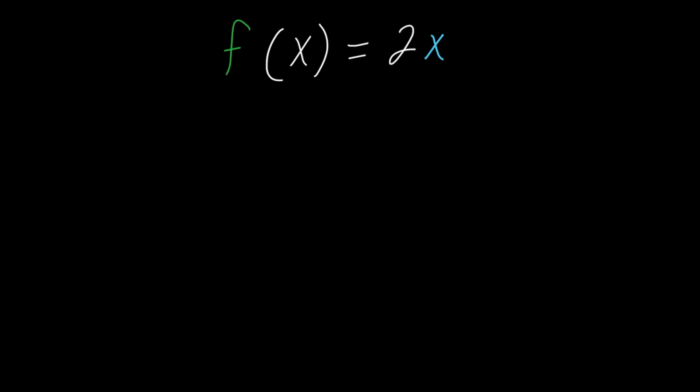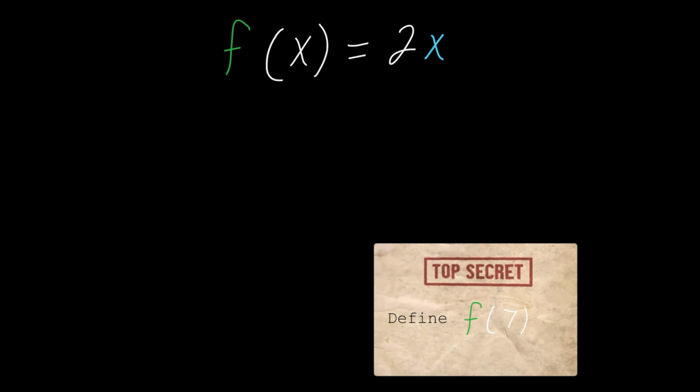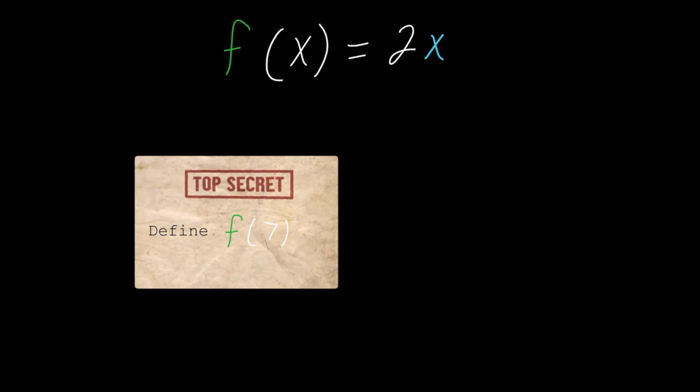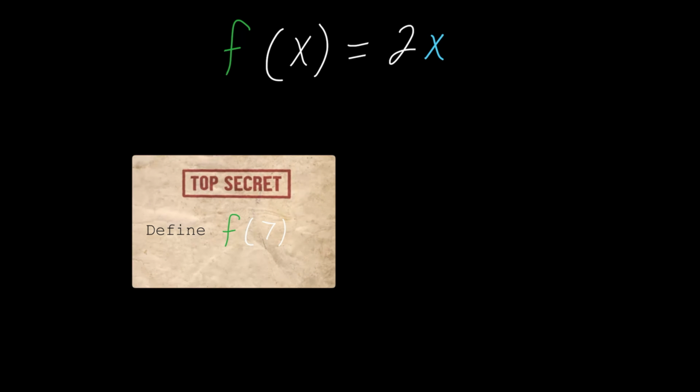Pretend that you're a spy, and all of a sudden this packet of information lands on your lap from nowhere. It says define f of 7. So first of all, this right over here is called a function. This is the letter name of the function, so it's the function f. This right over here is the input. This is all that good stuff that helps you solve your mission.